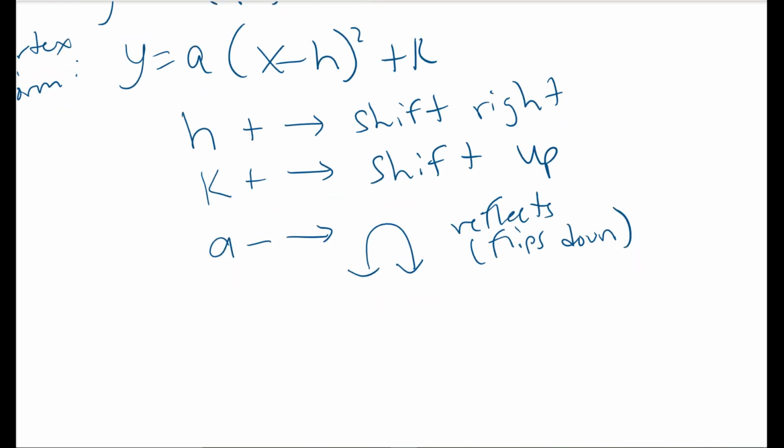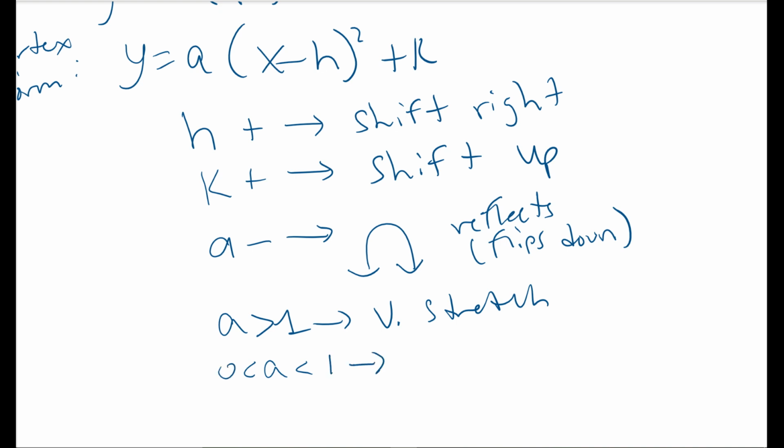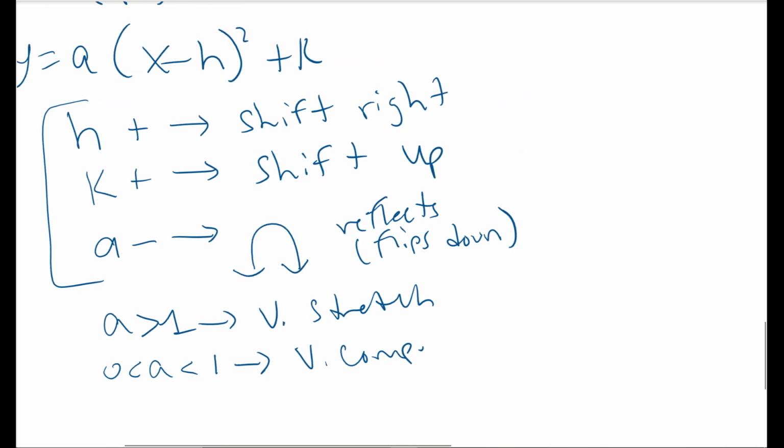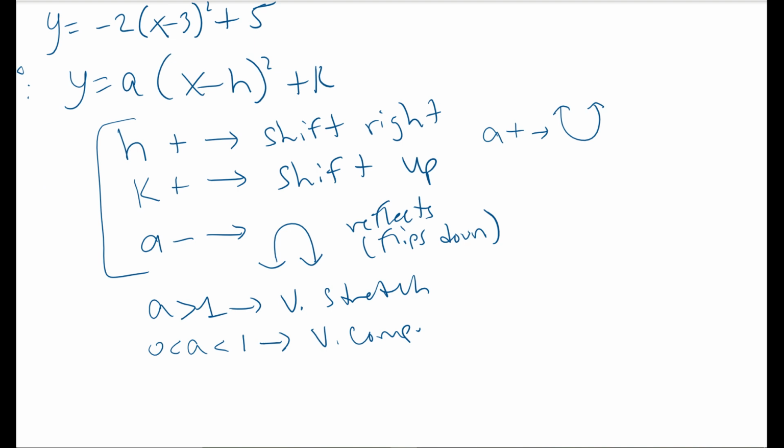All right, and also if a is greater than 1, it's a vertical stretch. If a is between 0 and 1, well, it's a vertical compression. Okay, so just a quick few little things, but all that we're concerned with for doing the graph is basically these three things, okay? Now, if a is positive, right? Then obviously it's going to just be the parabola shape, like this. So that means that we're able to graph it if we identify at least these three things.